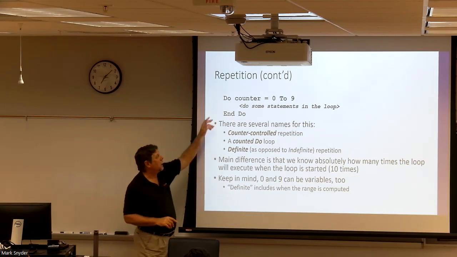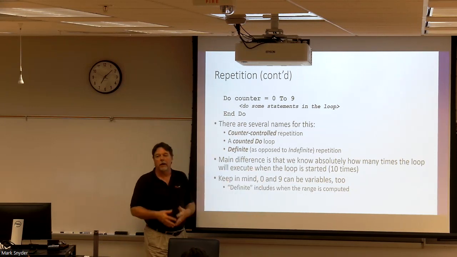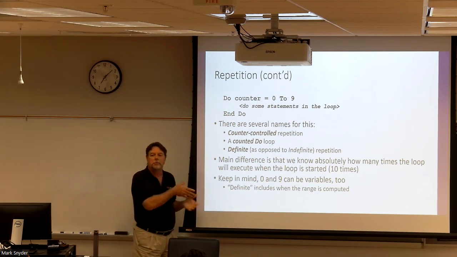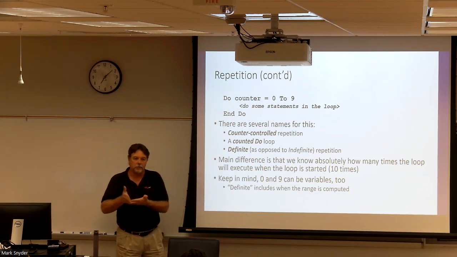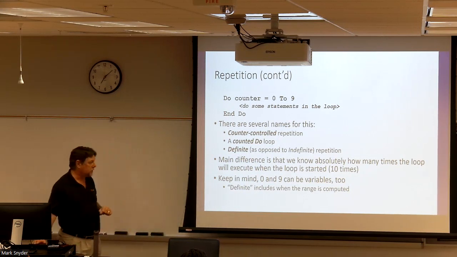This distinction is there. We know how many times it's going to loop upon entering the loop, right? Even though we still get those numbers from the user. From the loop's point of view, we know exactly how many times it's going to execute. Just because it's variables, it's still definite repetition.